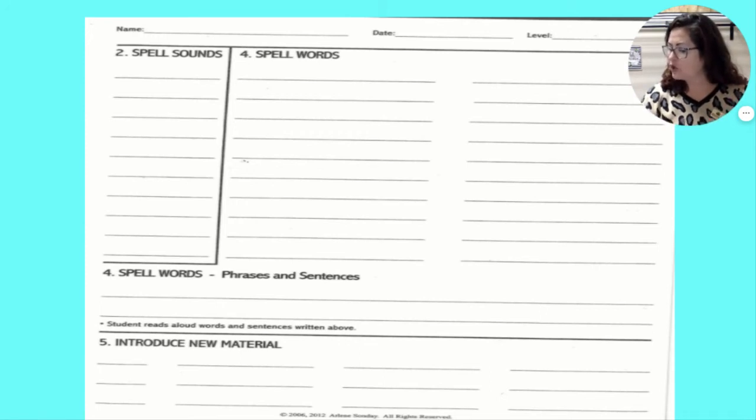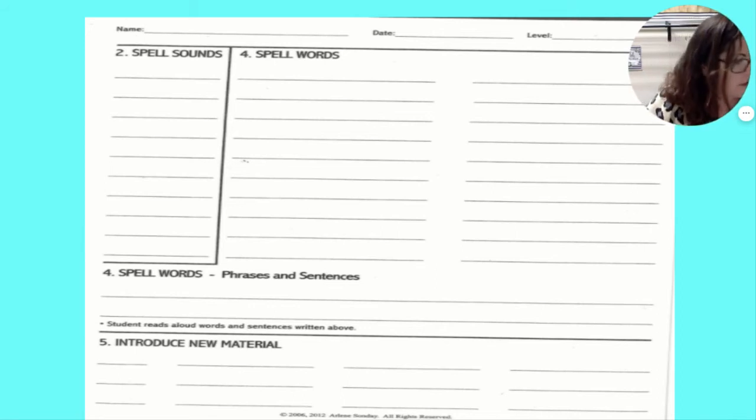How do you write ch after a short vowel? After a short vowel, when you hear ch, how would you write it? How do you write j after a short vowel? What letters would you write when you hear j after a short vowel? Okay, write those in right now, please.